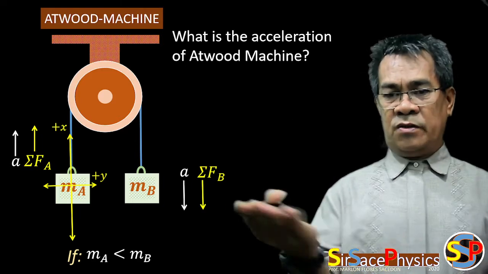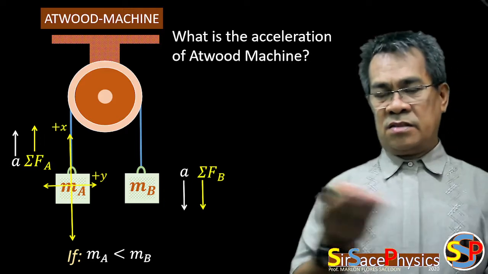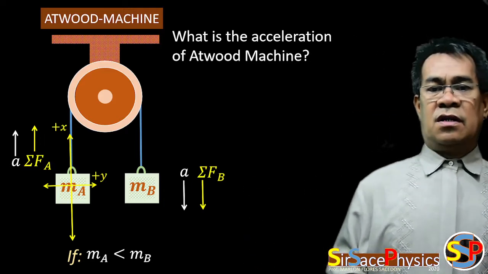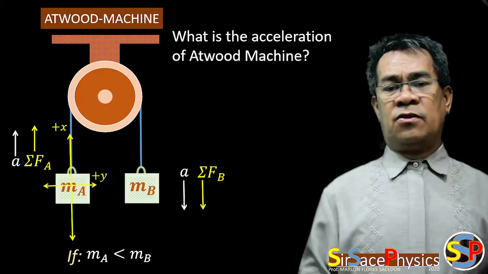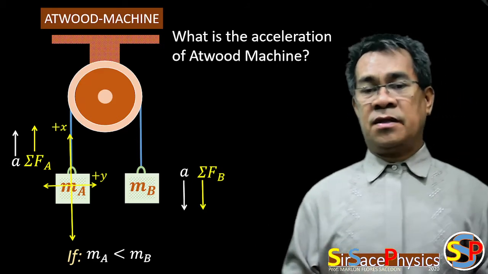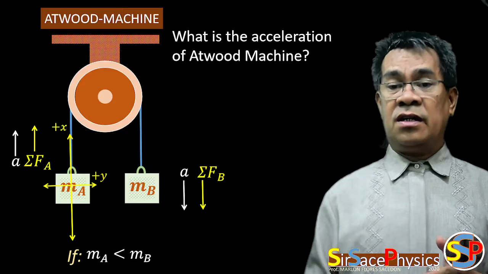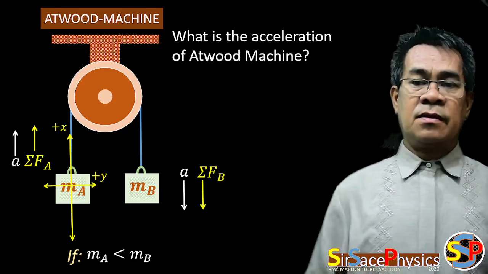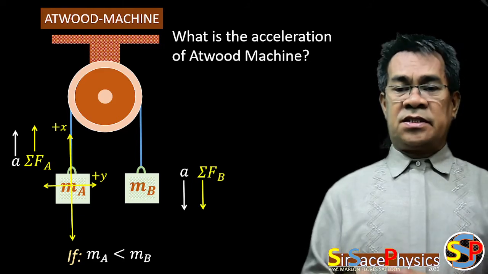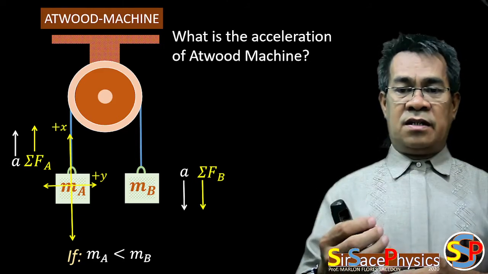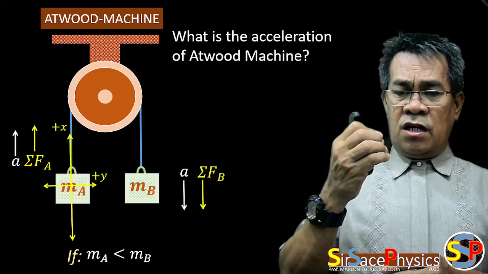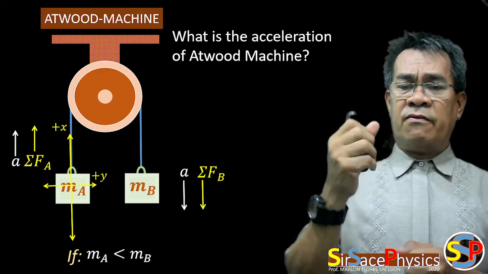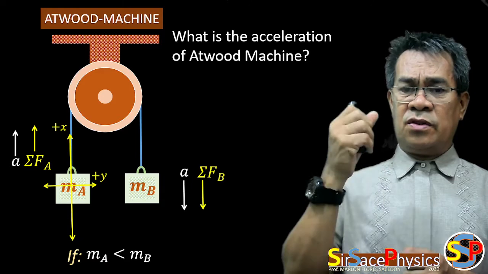Don't worry about the horizontal axis. I assign that y because in this problem there are no forces on the y-axis. Hence, we will focus only on the x-axis, or the vertical axis. Now, what are the forces on mass A? We should indicate all the forces. You have to indicate the forces that act on mass A.